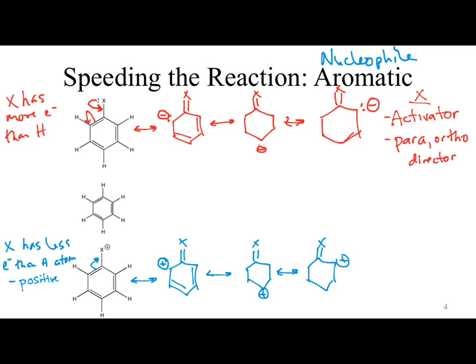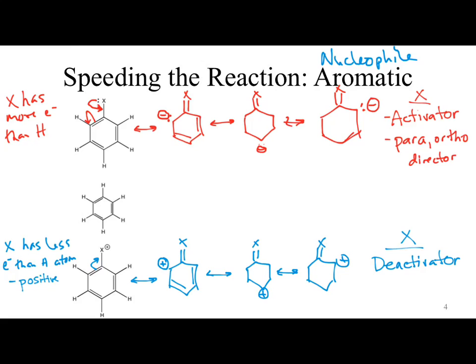What is this going to do to the speed of the reaction? The reaction should slow down because we've put a positive charge on the ring. Our ring needs to act as a nucleophile, which means it needs to be negative. Okay? So what is the result? We get atom X being a deactivator.